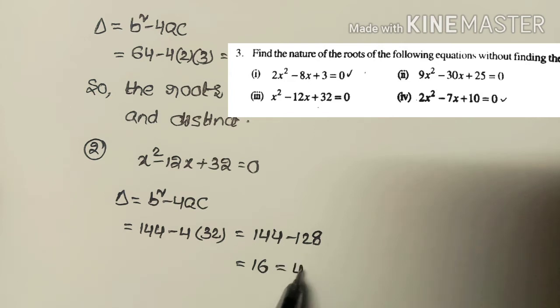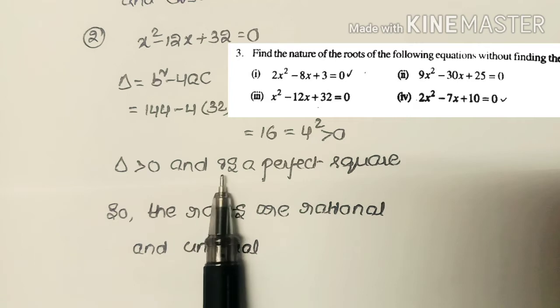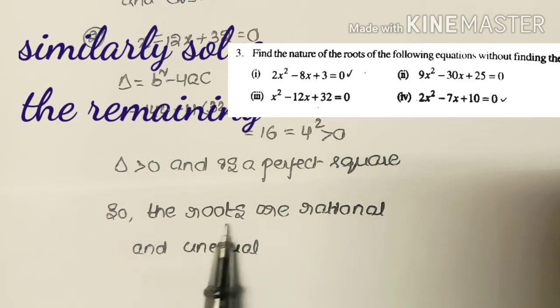16 is equal to 4 square, greater than 0, and it is a perfect square. So delta is greater than 0 and it is a perfect square. So the roots are rational and unequal.